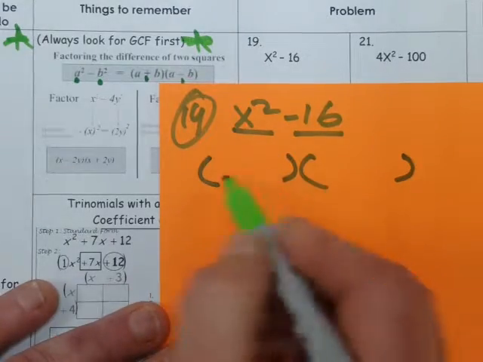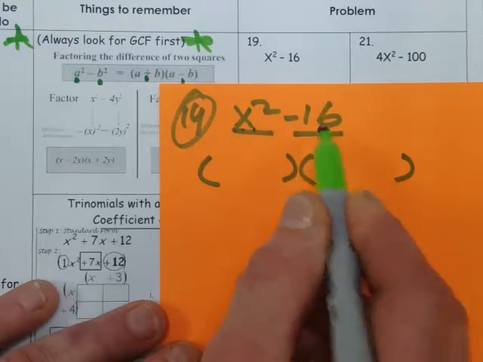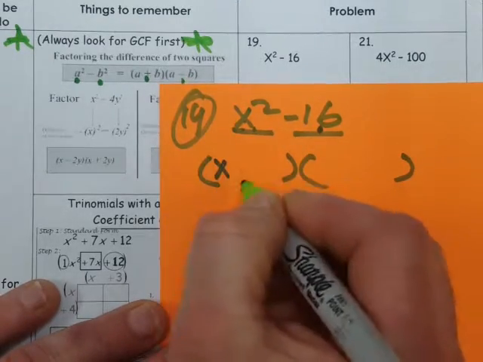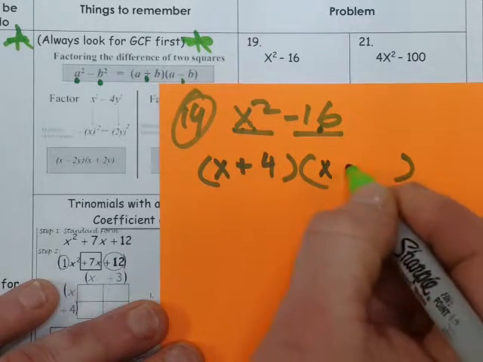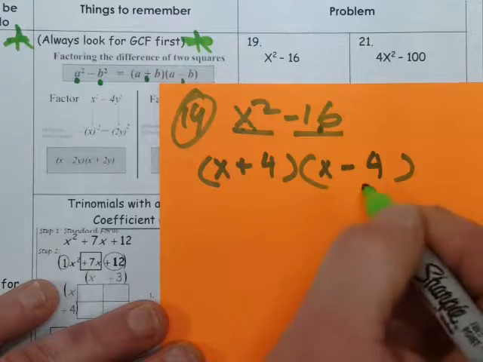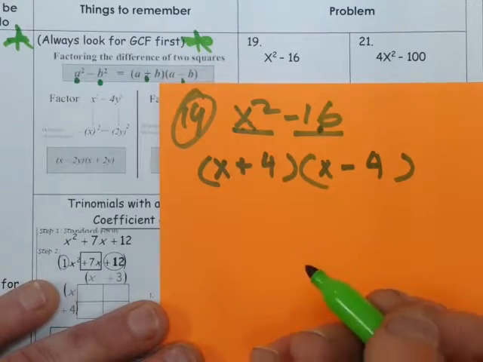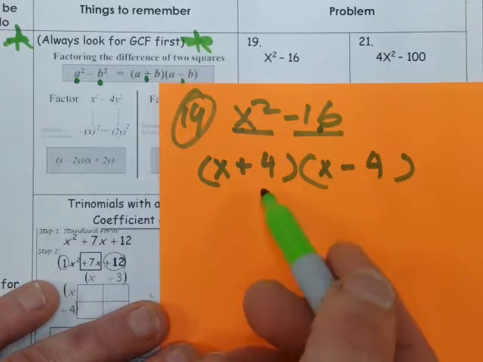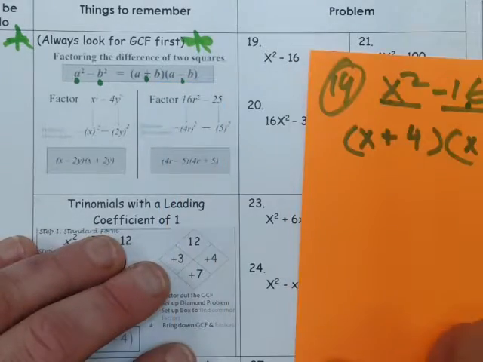Now inside these groups, we just have to put the square roots of these terms. And it kind of goes like this. We take the square root of the first term plus the square root of the last term, square root of the first term minus square root of the last term. And that's factored. So x plus 4, x minus 4. And if you switch those factors around, x minus 4 and then x plus 4, it means the same thing. So try number 20.